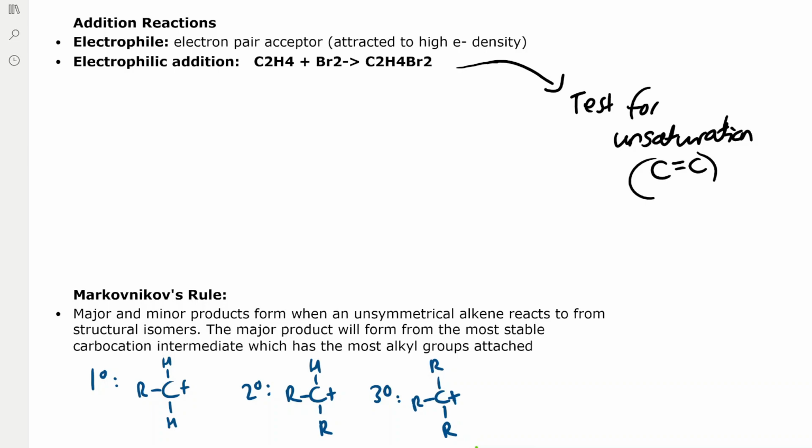So we have ethene reacting with bromine. This is an important test for unsaturation, so the presence of a carbon-carbon double bond. And in this test, bromine water, which is usually orange, is decolorized. So we're going to start by drawing an ethene molecule and our bromine molecule.